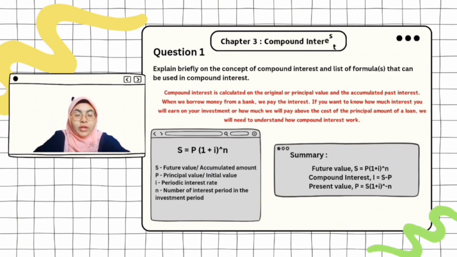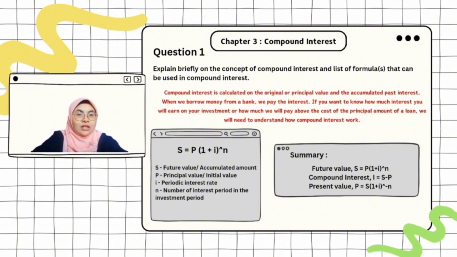So, the formula that we have to know in compound interest is S equals P in bracket 1 plus I, the power of N. S stands for future value or accumulated amount. P stands for principal value or initial value. I stands for periodic interest rate, while N is the number of interest periods in the investment period.